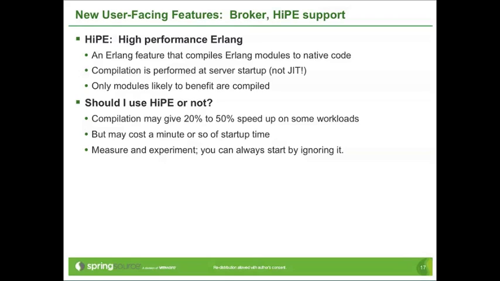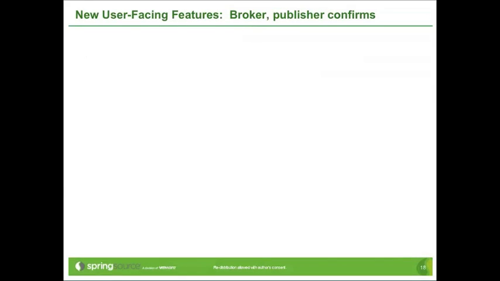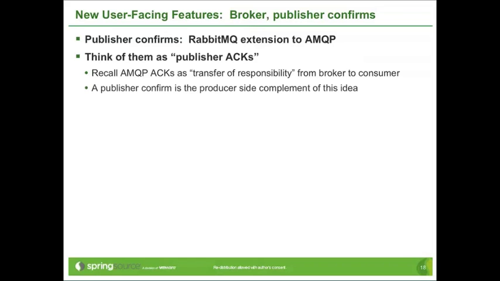With high-performance Erlang behind us, we now move on to the first big new feature of the new Rabbit release, and that's Publisher Confirms. Publisher Confirms are a RabbitMQ extension to AMQP, and you can think of them as publisher acks. They're sort of the dual of what an AMQP ack is. And so to make Publisher Confirms make sense in context, we'll briefly review what acks in AMQP mean.